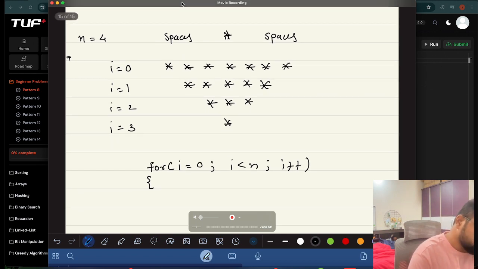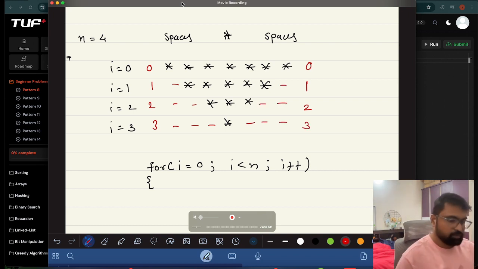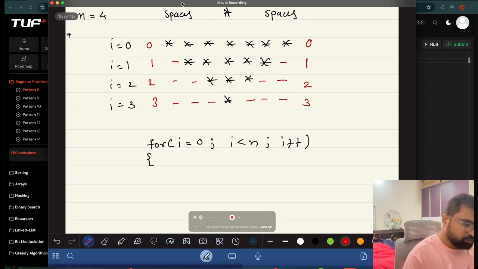So for the first row we have 0 spaces. Then for the second row where i is equal to 1, we have 1 space. Here 0 spaces, here 1 space, here 2 spaces, here 3 spaces, 1 2 3, and in the same way at the end also 0 1 2 3. Okay, so we will try to build a logic around this.